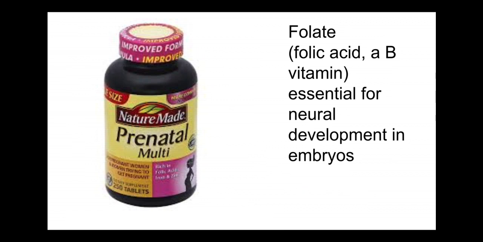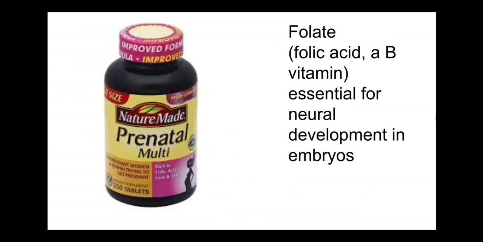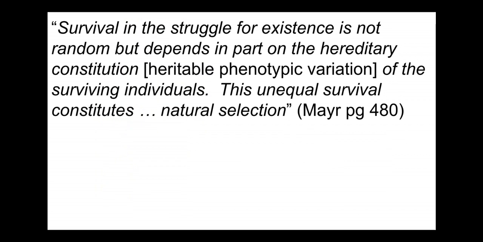Folate, folic acid, vitamin B, is an essential nutrient, and it's very important for neural tube development and neurological development. So it is known that this is metabolically and developmentally very important for humans, and all the evidence points to folate being very important for part of the story for natural selection on human skin pigmentation.